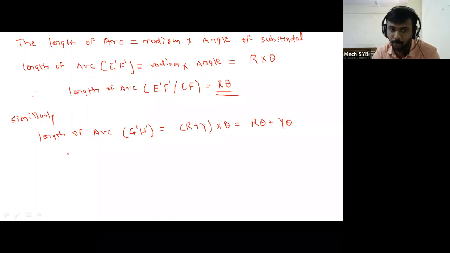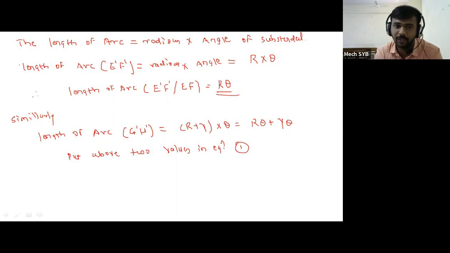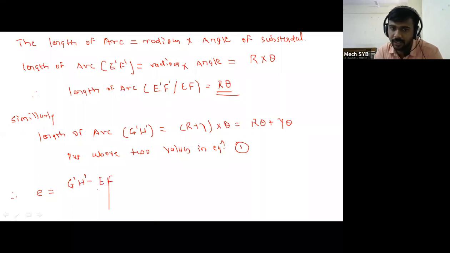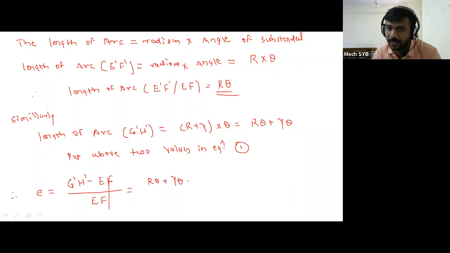Okay. So what I will do? Put above two values in equation 1. So what is our equation? Strain e is equal to G dash H dash minus EF divided by EF. Getting? So what is the value of G dash H dash? R theta plus y theta, this minus sign as it is.